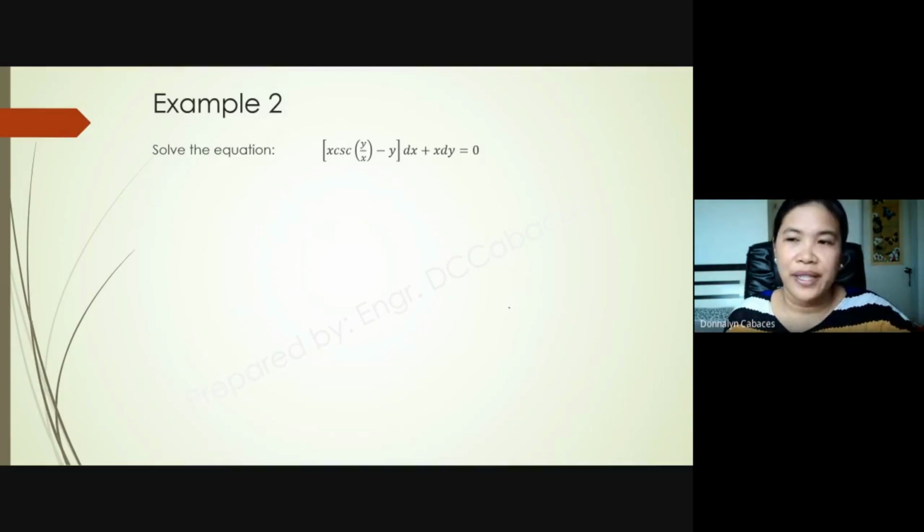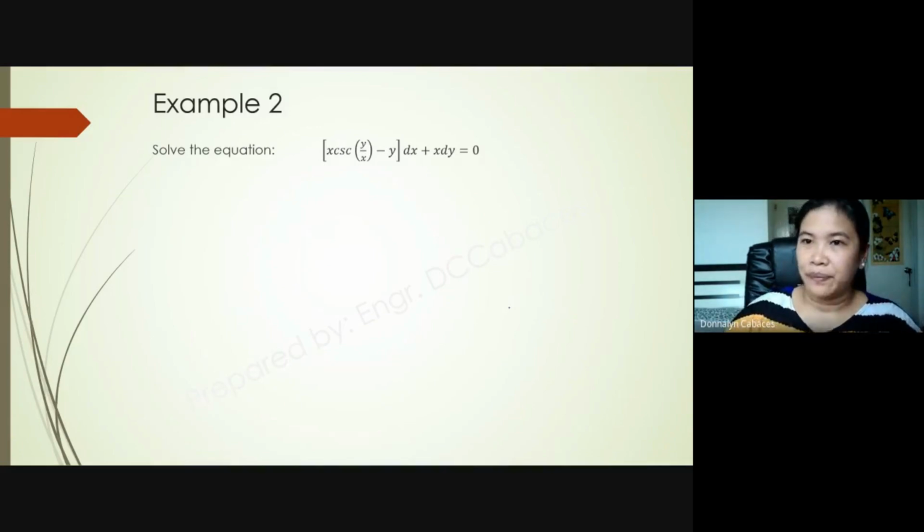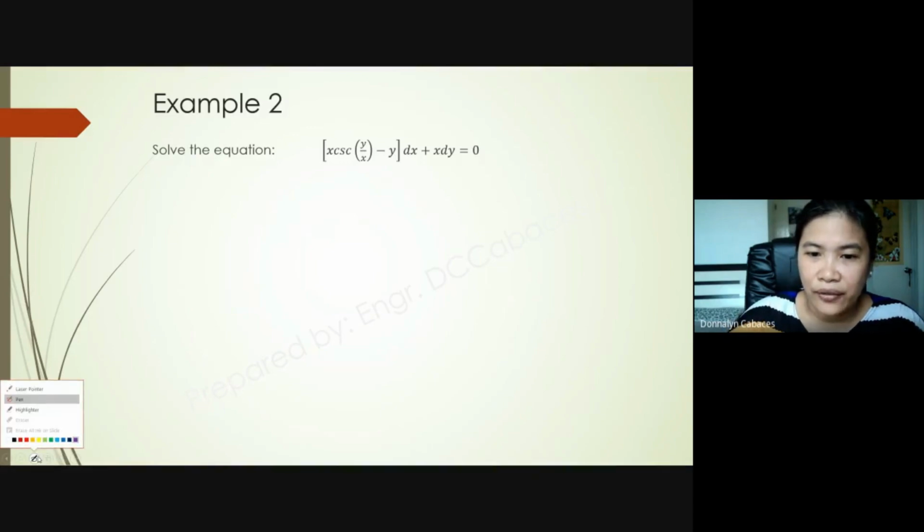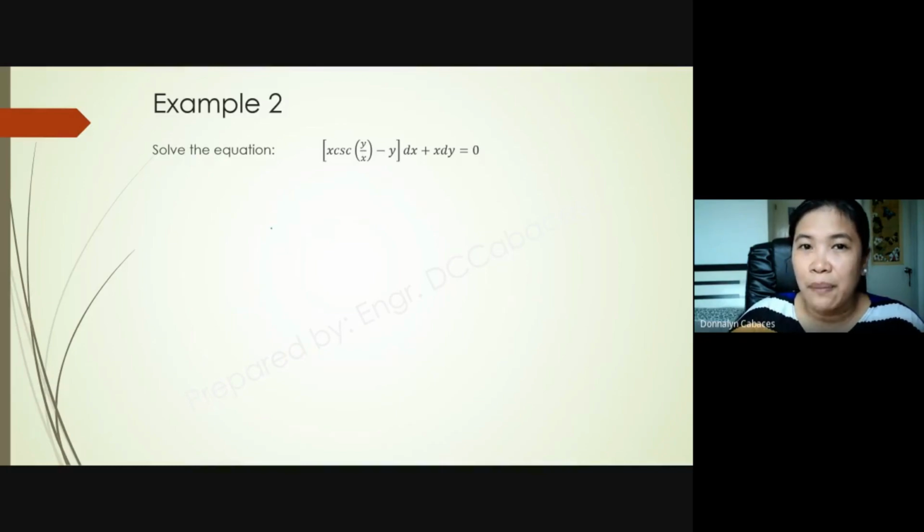Now let us have another example, number 2. Again, the first thing that you have to do is to test whether the given differential equation is homogeneous or not. Because the procedure that we are talking about here is applicable only for homogeneous differential equations. So let us try having this one. Let us do it by inspection.